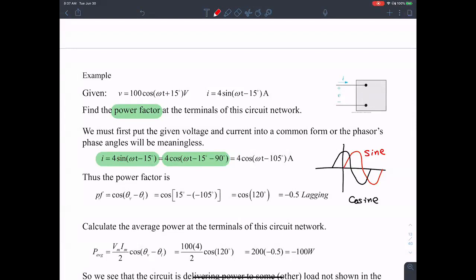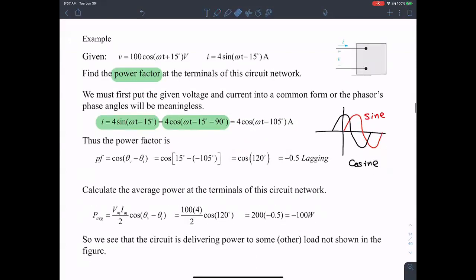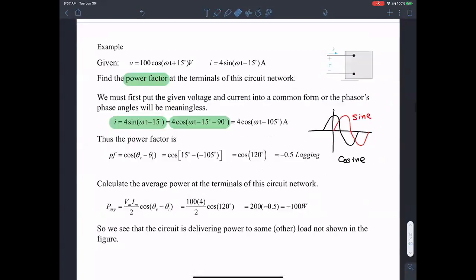Now notice that this guy is in cosine and the voltage is in cosine. Now I can convert them to phasors or do whatever I want to do. The power factor I'm interested in calculating is cosine of theta V minus theta I. The theta V is this guy, 15 degrees. That's theta V. Theta I is this guy.